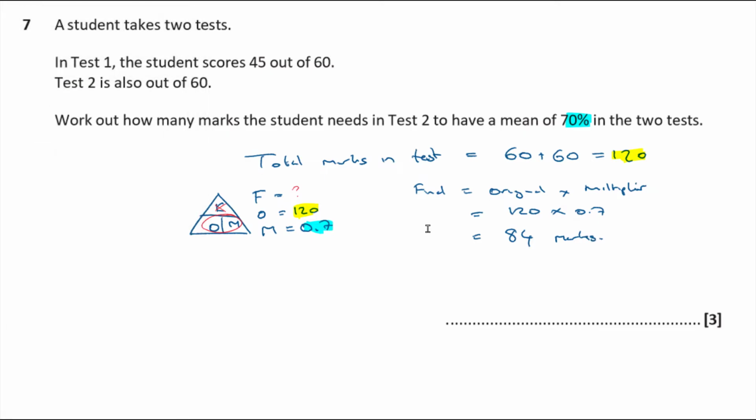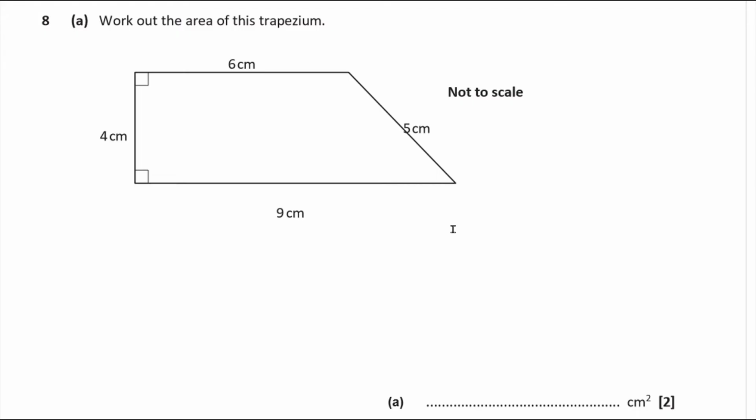Okay, so how many marks does he need in paper 2 then? If he scored 45 marks in paper 1, the test 2 score must be the total he requires, which is 84, minus the 45 he got in the first test. So 84 take away 45 is 39 marks. So that's how many marks he requires. He needs 39 marks.